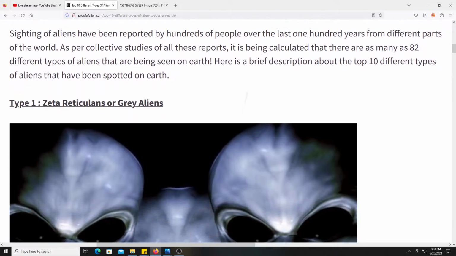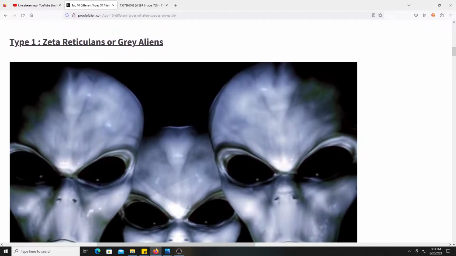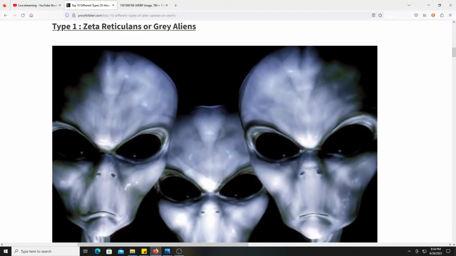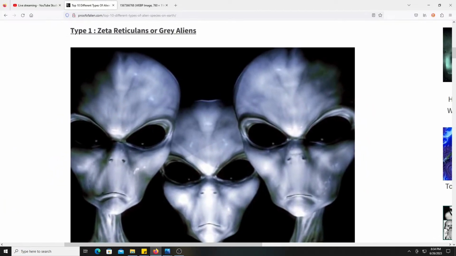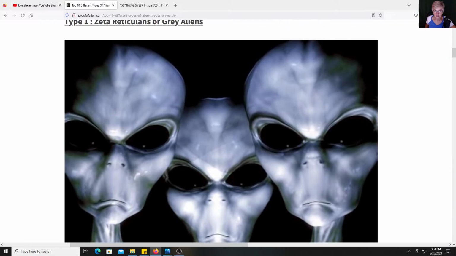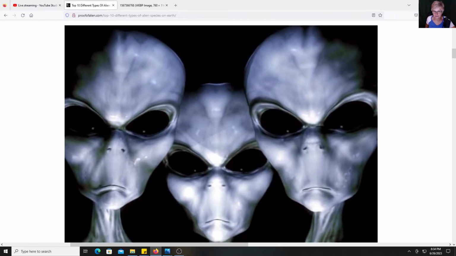The number one is the Zeta Reticulans, or gray aliens, you all. This is the most famous one. This is the biggest famous alien we got right here. Zeta Reticulan gray aliens, which is pretty wild looking. I like how they got the visuals. It does look really good. I like the color of it.